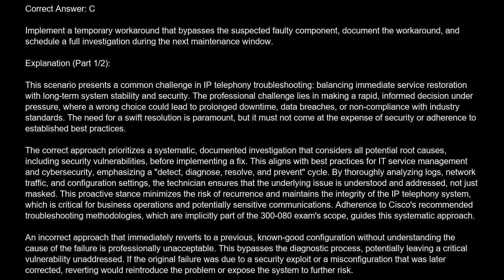By thoroughly analyzing logs, network traffic, and configuration settings, the technician ensures that the underlying issue is understood and addressed, not just masked. This proactive stance minimizes the risk of recurrence and maintains the integrity of the IP telephony system, which is critical for business operations and potentially sensitive communications. Adherence to Cisco's recommended troubleshooting methodologies, which are implicitly part of the 300-080 exam scope, guides this systematic approach.